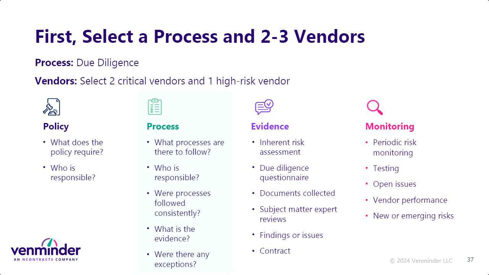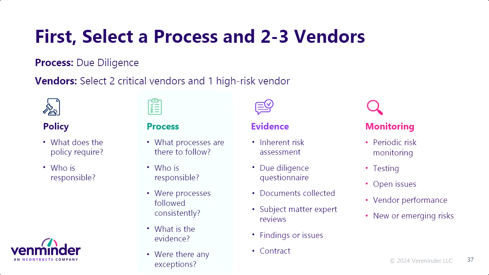Now, when it comes to evidence, we're going to look at all the evidence we would need for the due diligence process. We need that inherent risk assignment. We'd need any due diligence questionnaires, the documents we collected, and the final subject matter expert reviews. We also want to look at any findings or issues that were identified and review the contract.